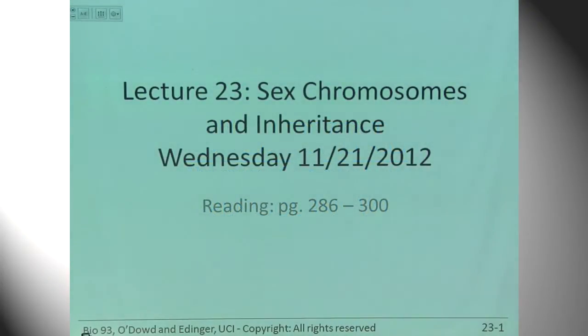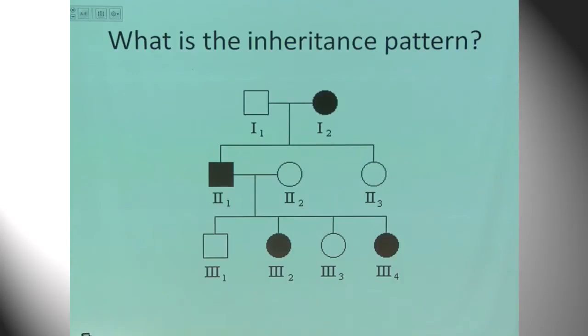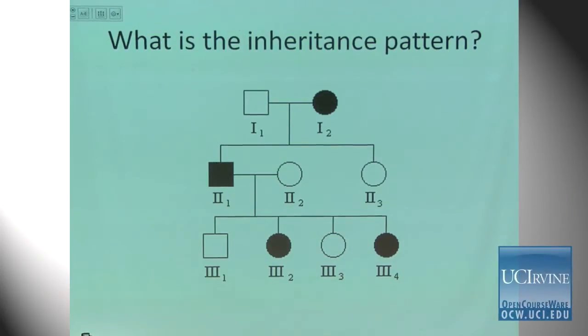So today we're going to do the last genetics unit lecture. It's on sex chromosomes and sex-linked inheritance. But I noticed on the online quiz that there were some problems figuring out the pedigrees. So let's practice. Just shout out. What is this? Dominant. Right.